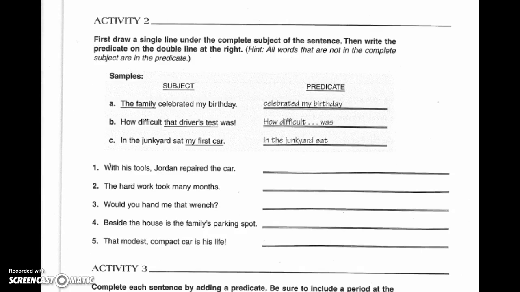Activity 2 is asking for you to draw a single line under the complete subject of the sentence. All I really want you to do here is write out the sentence, underline the subject once, and underline the predicate twice. That's the standard procedure for the way we're going to be diagramming sentences when we get into more complex work in our grammar studies. So pause this screen and continue when you're done with activity 2.